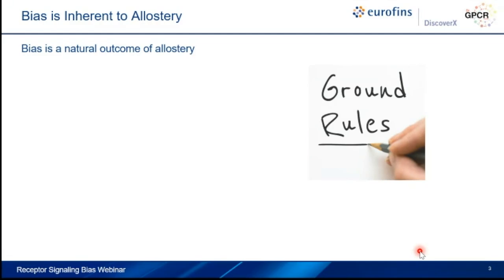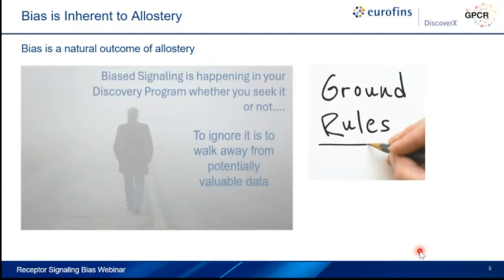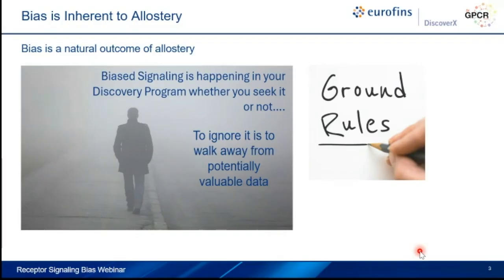Bias is a natural outcome of allostery. All proteins do it. So what I'd like to impress upon you is it's happening in your program right now, no matter if you seek it or not. So to ignore it is really walking away from something potentially of great value.